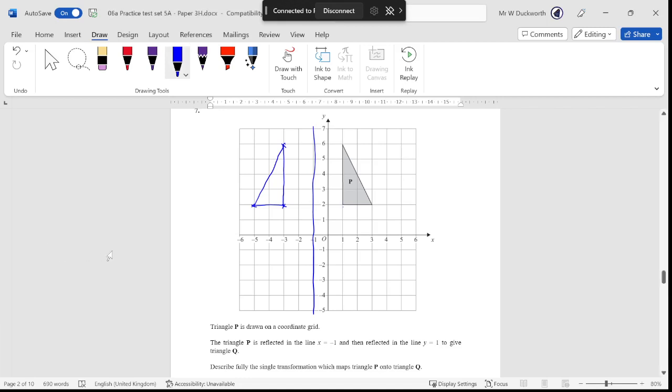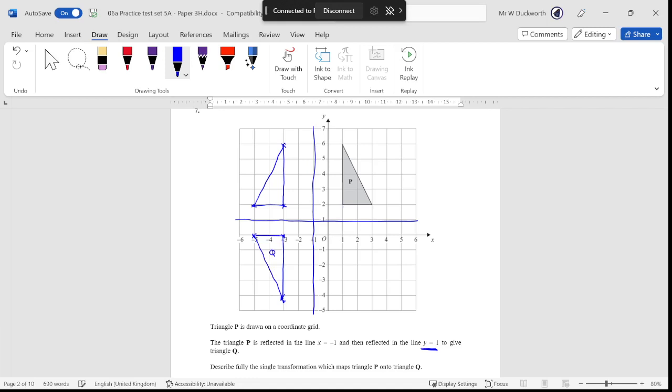And it then says, then reflected in the line y is equal to 1. The line y is equal to 1 would be that line there. So if we reflect in that line as well, that gives us that as our new shape. So we've gone through 2 transformations to get there. So that's our new shape.